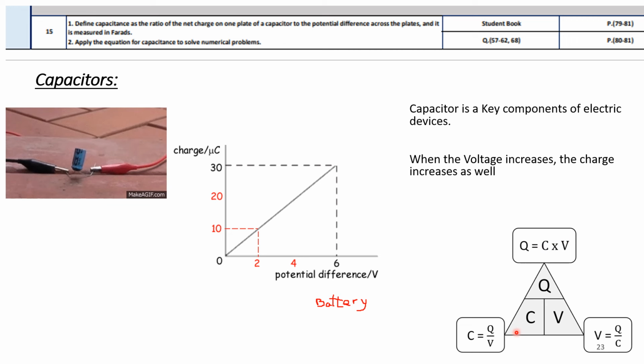Here, for example, the capacitance C equals charge Q over V, the voltage. And what do you notice from this graph? Every time the voltage increases, the charge in the capacitor increases as well. It's a positive direct relationship. So when the voltage increases, the charge increases as well.